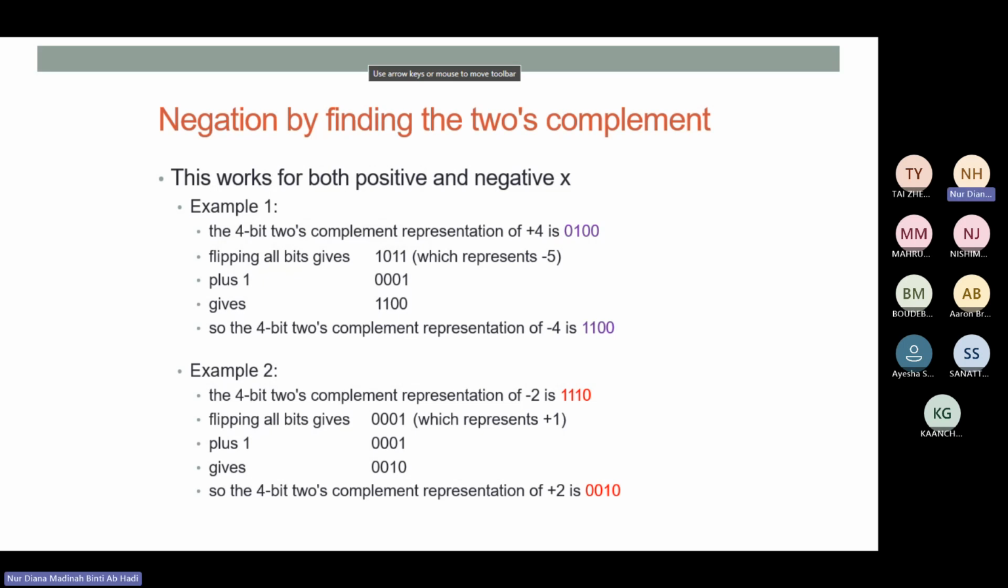So negation. Negation is about a not, a negative. This is the negation. Or we put a not A like this. Okay. So this works for both positive and negative X. For example, the first example, in 4-bit two's complement representation, positive 4 is 0100. When we flip all the bits, it will give the value of this one. When we add 1, okay, it will provide you 1100 for the two's complement.